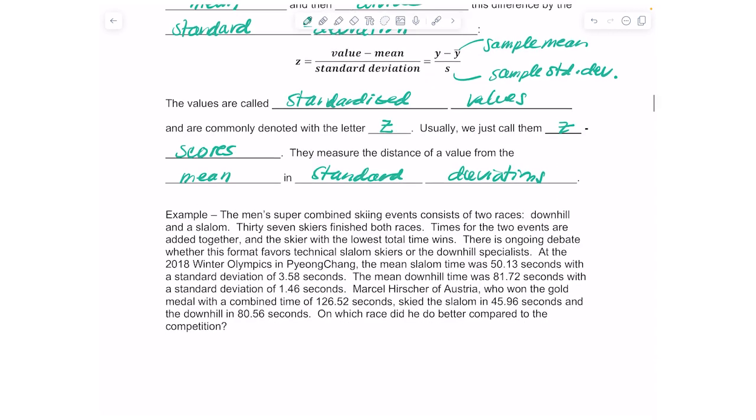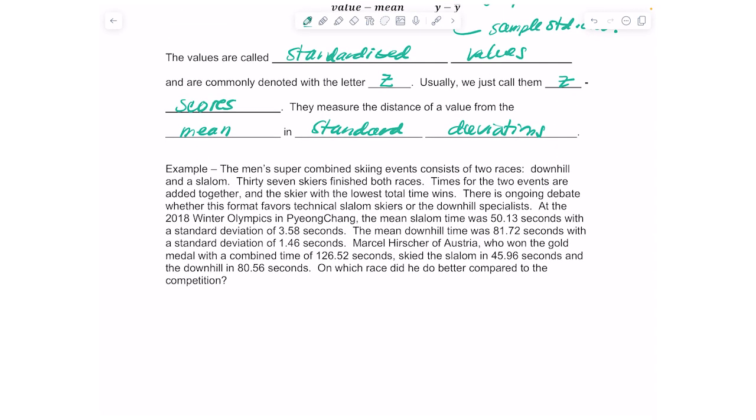Here's an example. Please pause the video, give yourself time to read the problem one time or a few times, and then unpause when you're ready to work it out together. The men's super combined skiing event consists of two races, a downhill and a slalom. 37 skiers finished both races. Times for the two events are added together, and the skier with the lowest total time wins. There is ongoing debate whether this format favors technical slalom skiers or the downhill specialists.